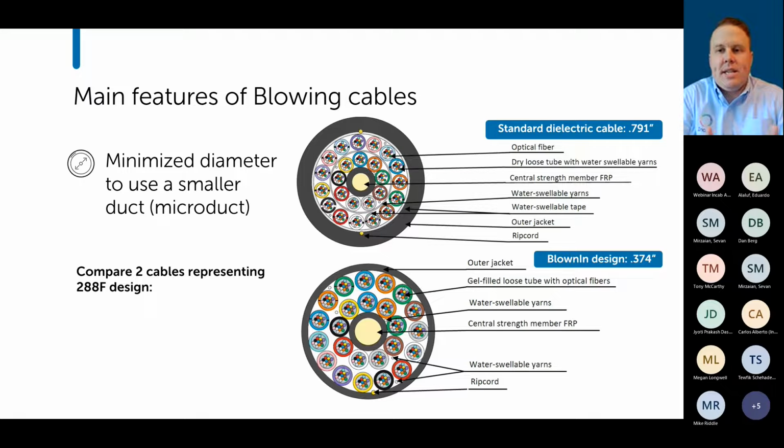So the biggest difference is that the dielectric plain duct cable has a 0.791 inch outer diameter, but you drop down to the blown cable and it's 0.374. So we are less than half of the outer diameter of a standard cable.